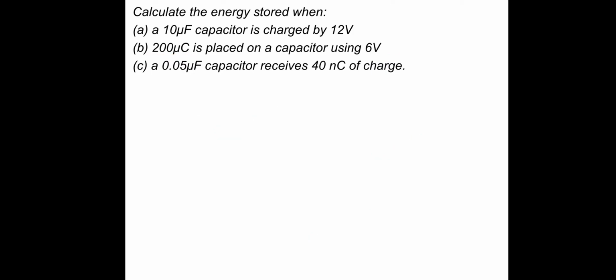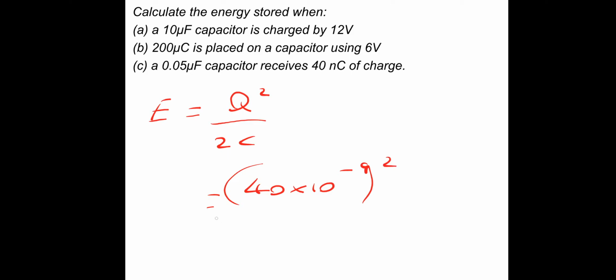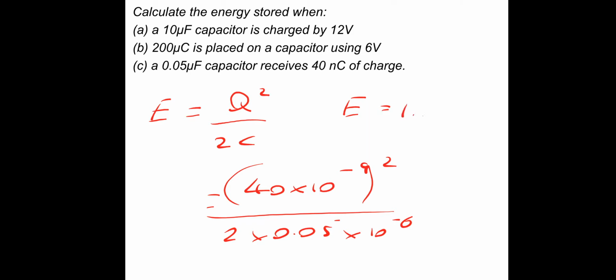One more practice question. So we've got a 0.05 microfarad capacitor that receives 40 nanocoulombs of charge. So for this one, the energy is a half Q squared over C, or Q squared over 2C. And then just put the numbers in. So Q is 40 nanocoulombs, so 40 times 10 to the minus 9, squared, divided by 2 lots of the capacitance. So 2 lots of 0.05 times 10 to the minus 6. And that gives a smaller energy of 1.6 times 10 to the minus 8 joules. Hopefully that's okay. Let's move on to the next one.